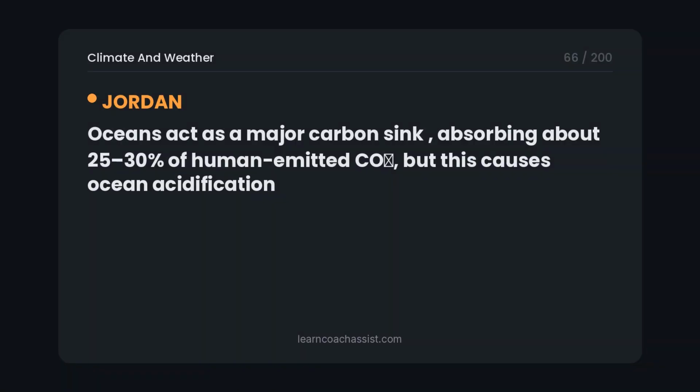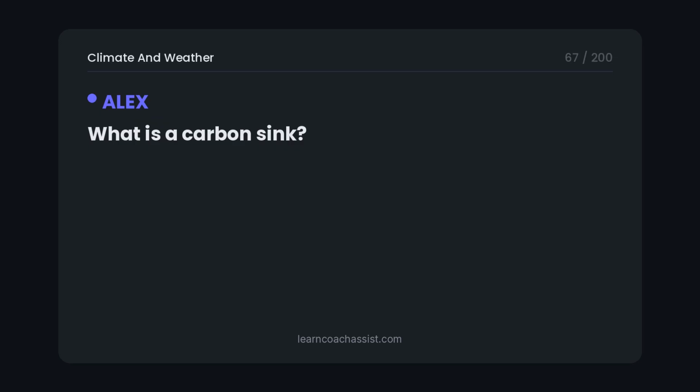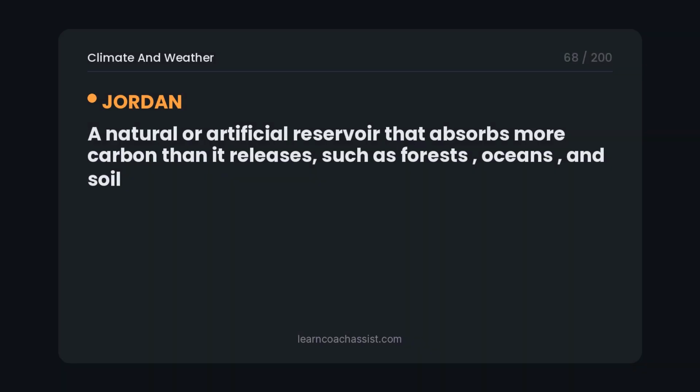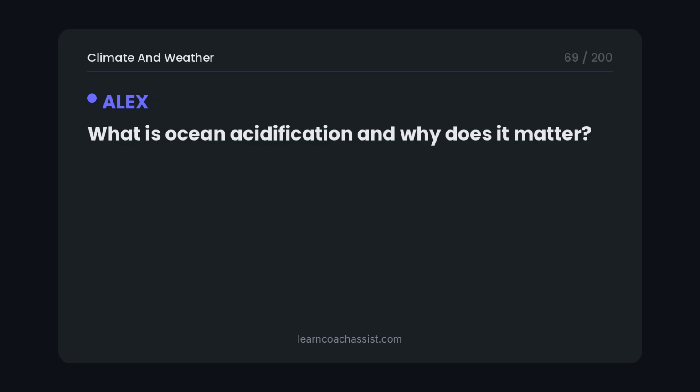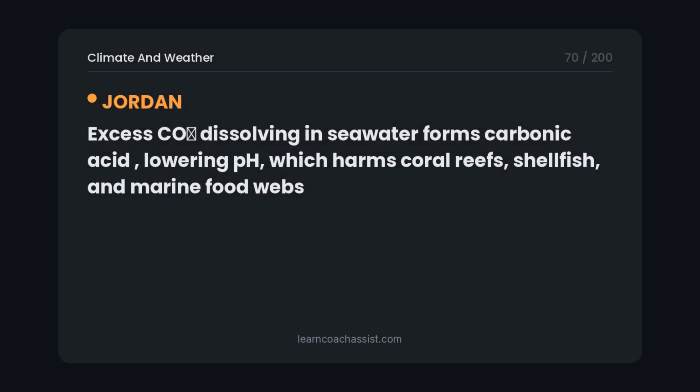Oceans act as a major carbon sink, absorbing about 25 to 30% of human-emitted CO2, but this causes ocean acidification. What is a carbon sink? A natural or artificial reservoir that absorbs more carbon than it releases, such as forests, oceans, and soil. What is ocean acidification and why does it matter? Excess CO2 dissolving in seawater forms carbonic acid, lowering pH, which harms coral reefs, shellfish, and marine food webs.